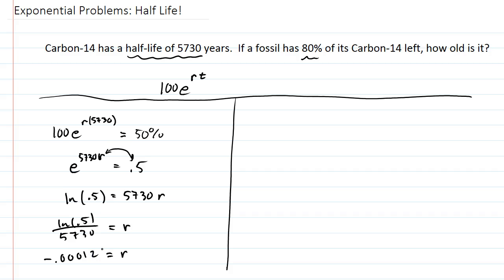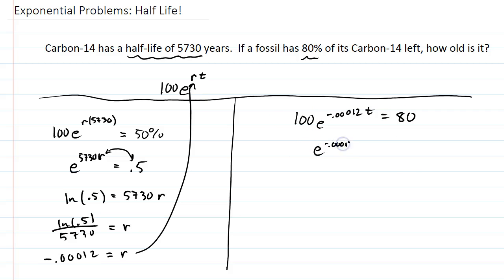But now we have our full model. That is the r that we should have here. So now let's plug it in. e to the negative 0.00012t. And we're asking the question, when is 80% left? So now we have everything we need to get our time. Divide by 100 on both sides. And we get 0.8. And I'm going to translate again.